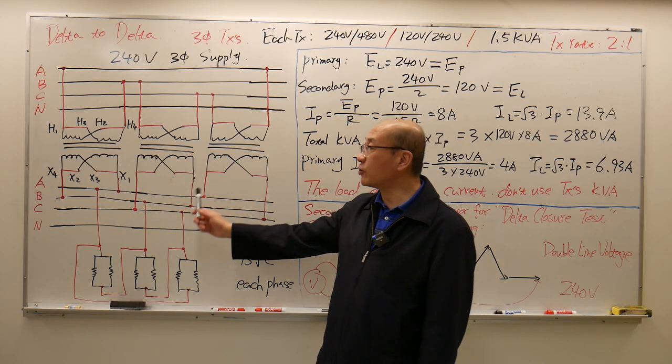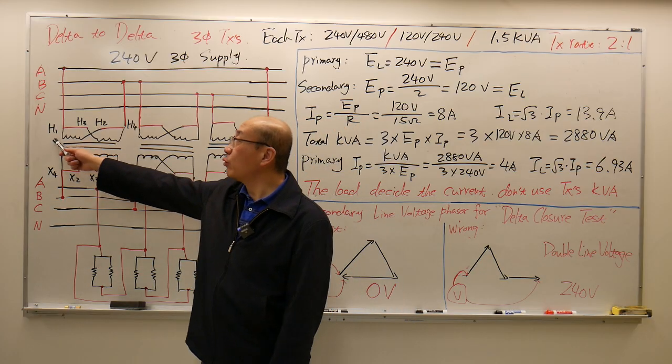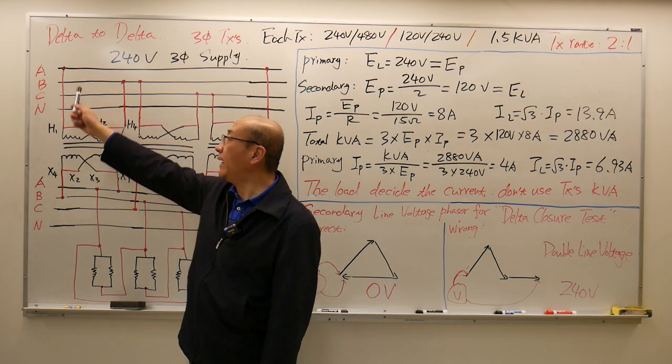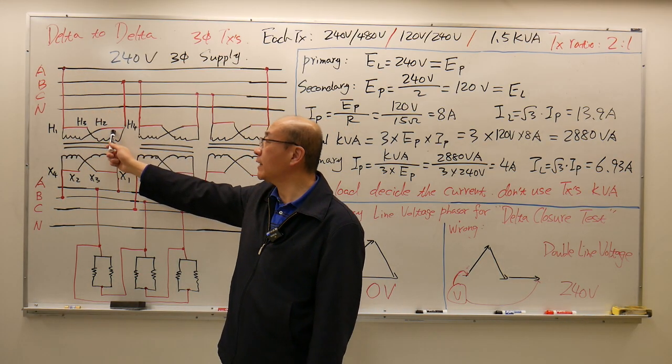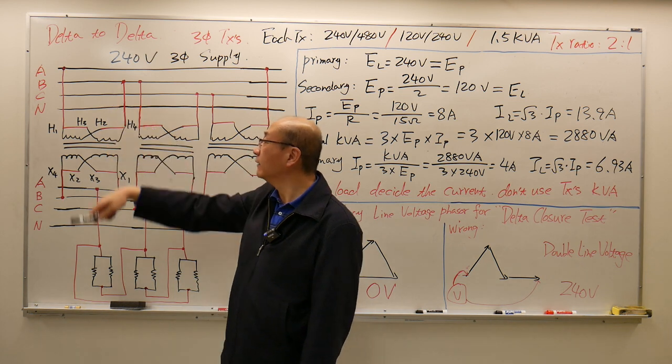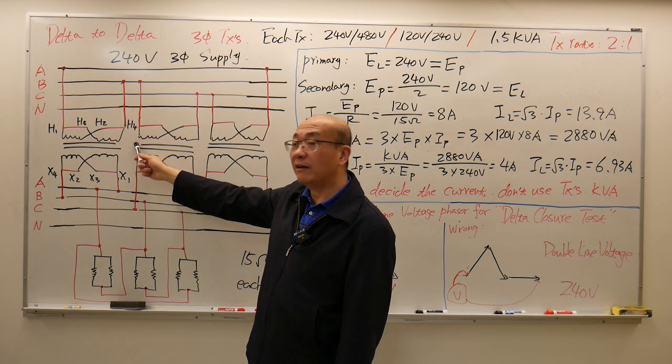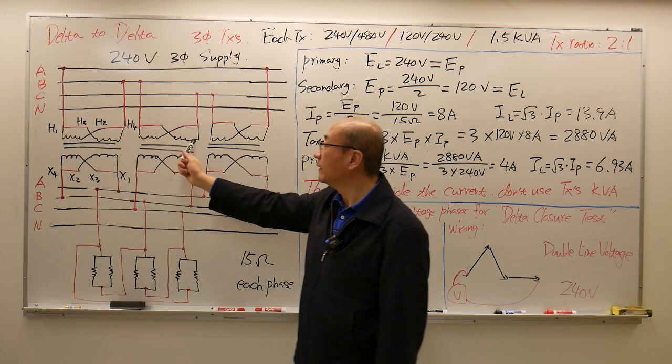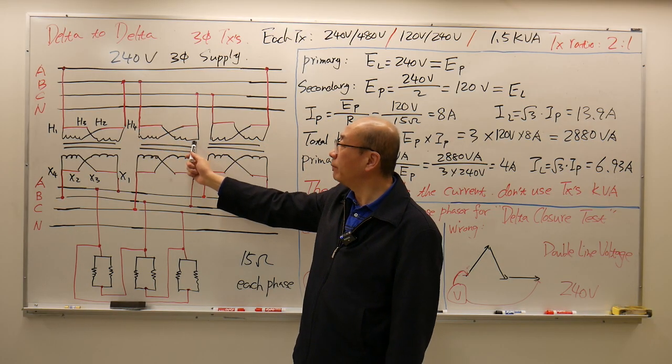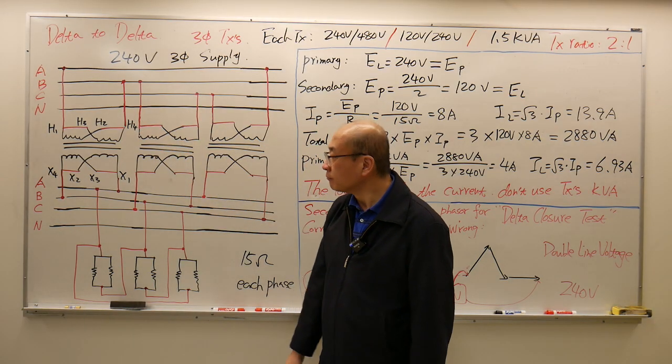So here's my connection. H1 for phase A, connect on line A. H4 for phase A, connect on line B. Then H1 on phase B, connect on line B. H4 on phase B, connect on line C.